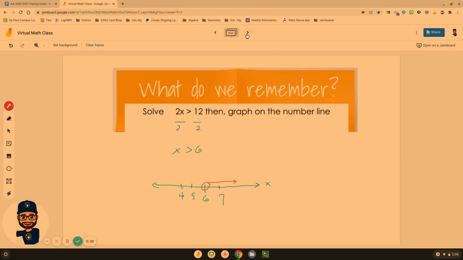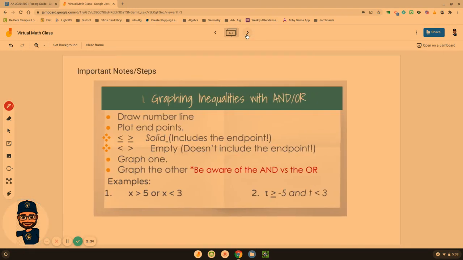Now we're going to follow some of the same concepts, but now we're going to talk about compound sentences that have the word "and" or the word "or." These are some very important notes and steps that you're going to want to have written down. I can't stress that enough. We're going to go through some examples on the bottom of this slide as well. The more you write down, the more you practice these, the easier they're going to become.